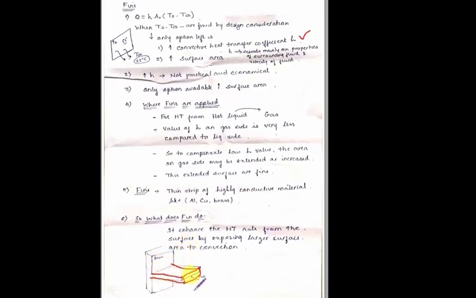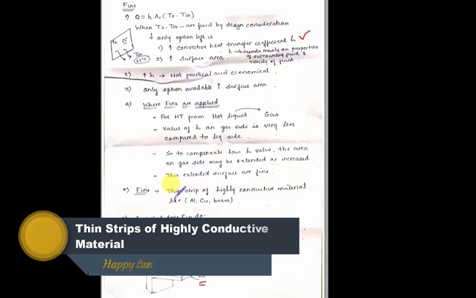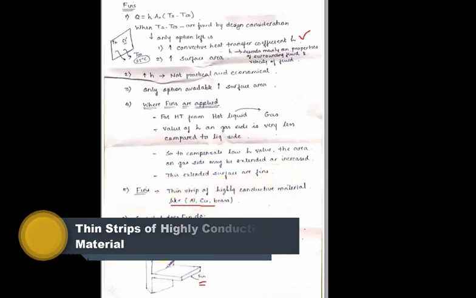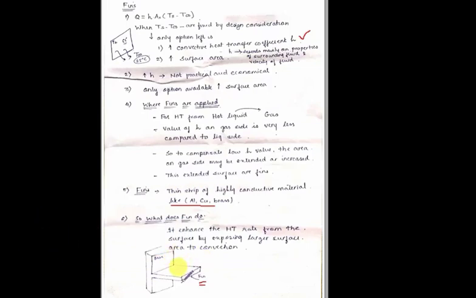So this is called as fins. This extra thing that is coming out from the base is called as fins. And why am I doing this? Why am I increasing the area? Because I want to increase the heat transfer rate. So fins are nothing but what? Here it is written, thin strips of highly conductive material. So the material used over here is a highly conductive material. I hope the basics of the fin are very much clear.